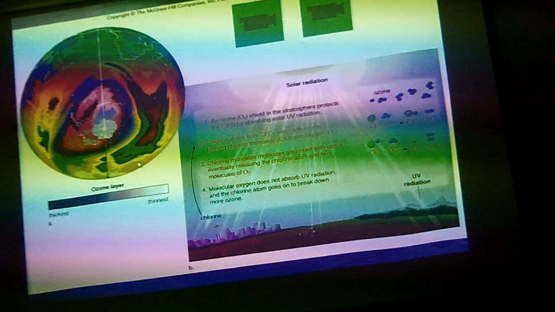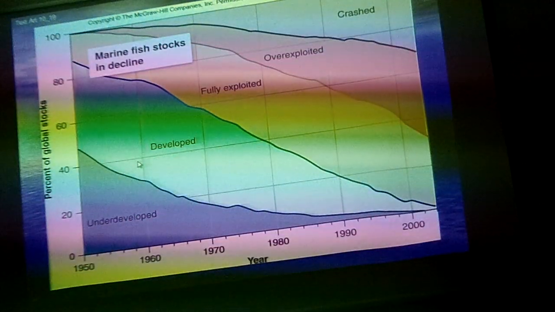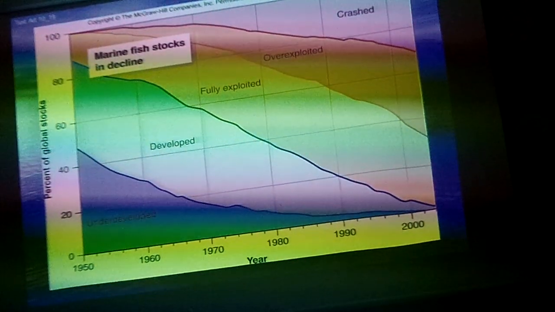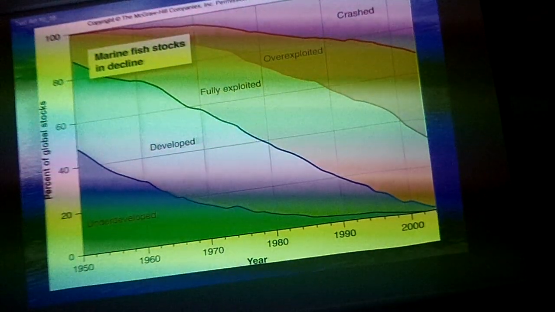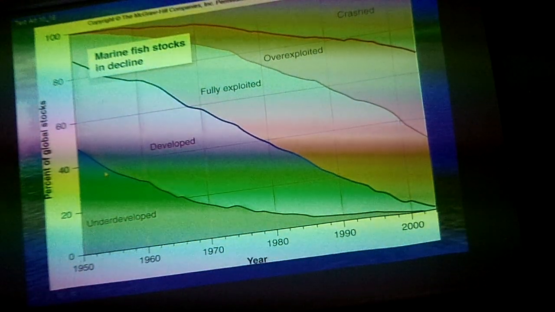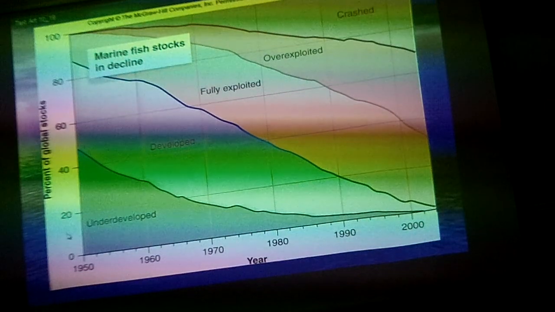Huh. There you go. You can measure ozone depletion. So hopefully we have fixed that problem, but they're still going to keep measuring it just in case, because that's a big problem.